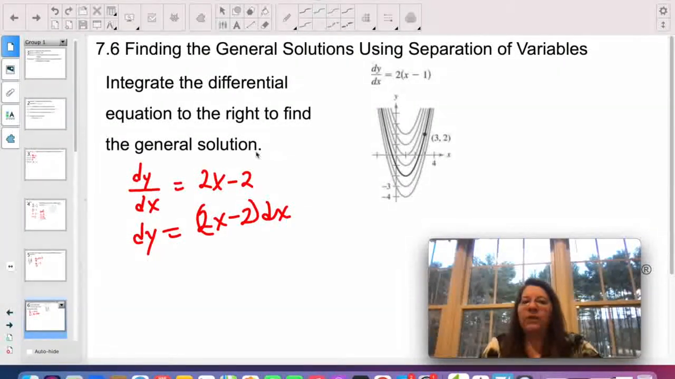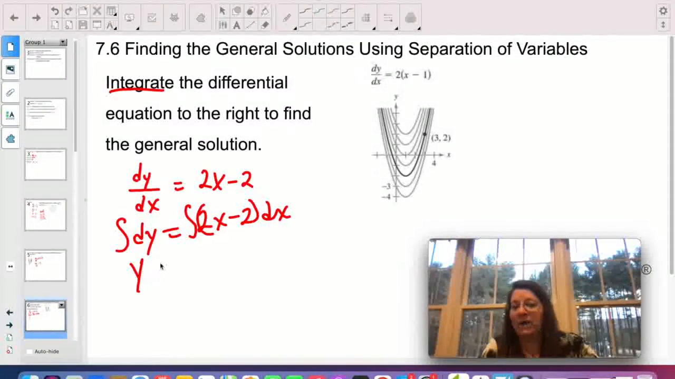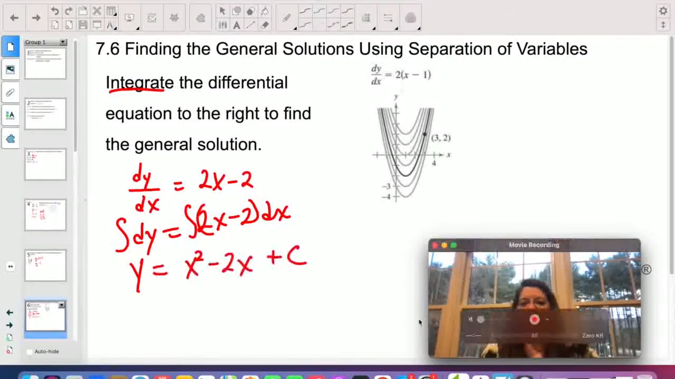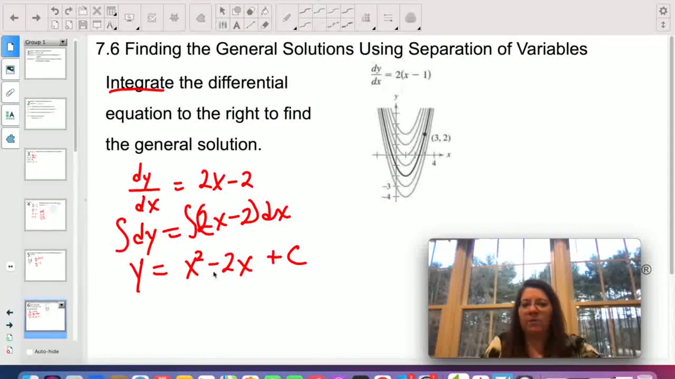So now what they've asked us to do is integrate this. So we're going to put the integration symbol in front of each side. And when I do this, it's a simple integration. The integration of dy is just y. And since they've asked us to find the general solution, we are finding the f of x, or the y equals function. Then if I integrate this side, I would get the general solution, x squared minus 2x plus c. I need the c here because this was not a definite integral, it was indefinite.